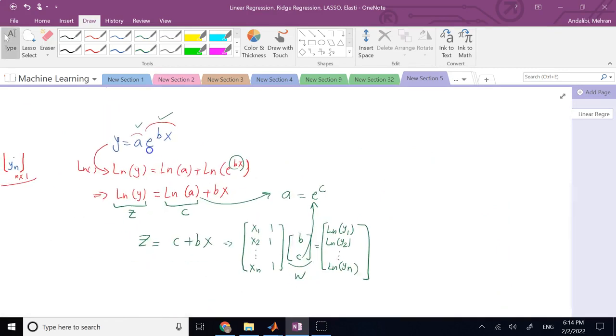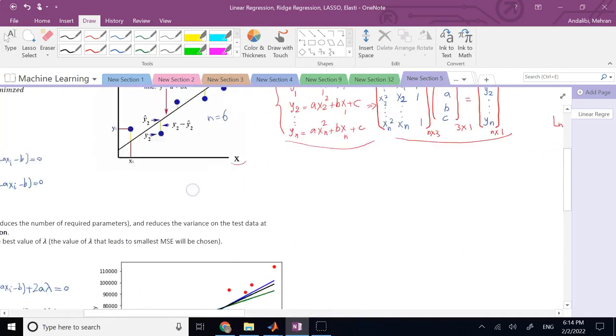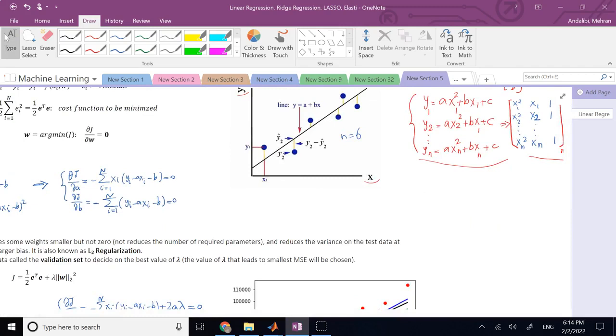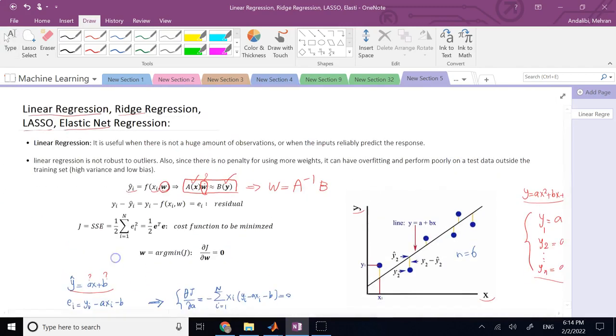Okay, so with any mathematical manipulation, you can convert the relation between independent and dependent variables to a linear format in terms of the parameters, not between x and y, in terms of the parameters, that qualifies for linear regression. Now, how would you solve for those, what we call the coefficients?